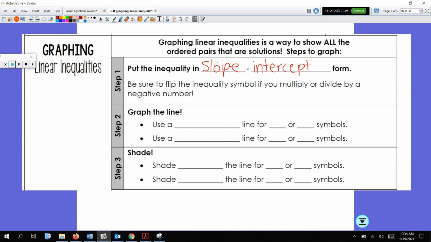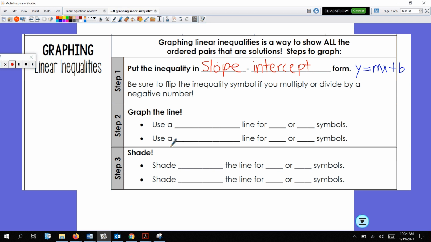Okay, and if you need a little refresher as to what slope-intercept form is, it's y equals mx plus b. It's solving for y, which you have had practice, so you should be good at that. The only thing different here is we have an inequality, so we won't be using the equal sign, but I just put that there as a reminder that you want y on the left side and everything else on the right, okay?